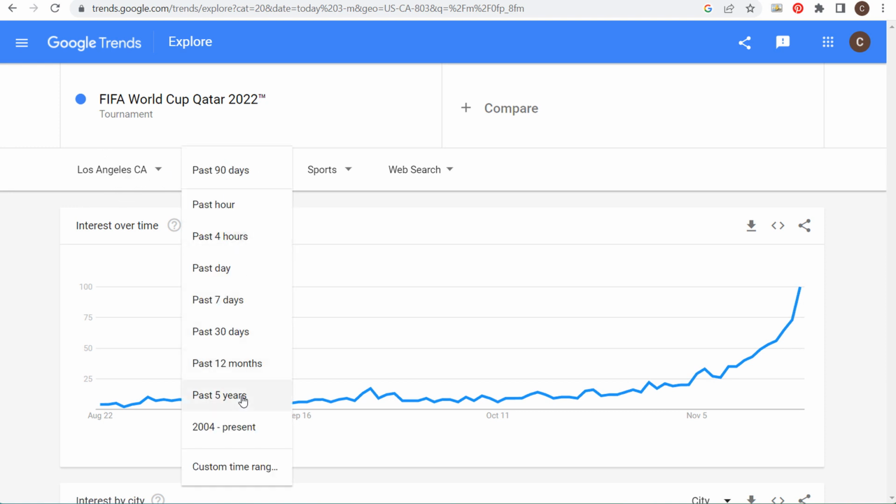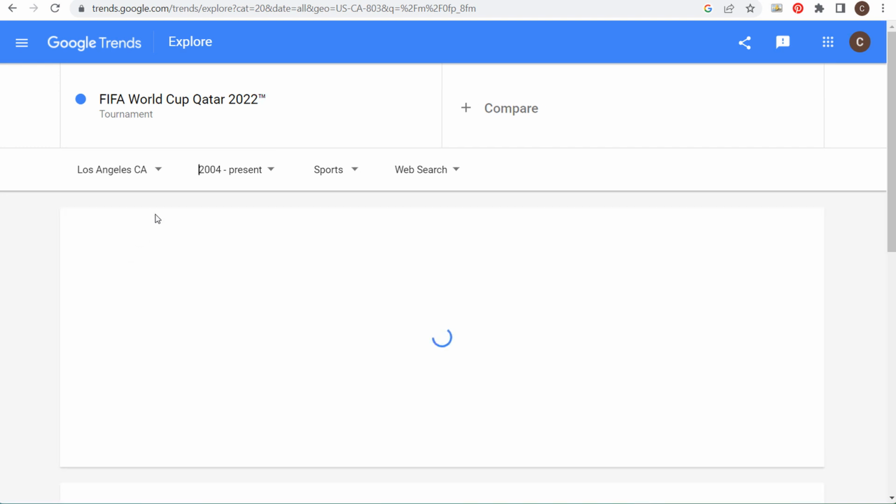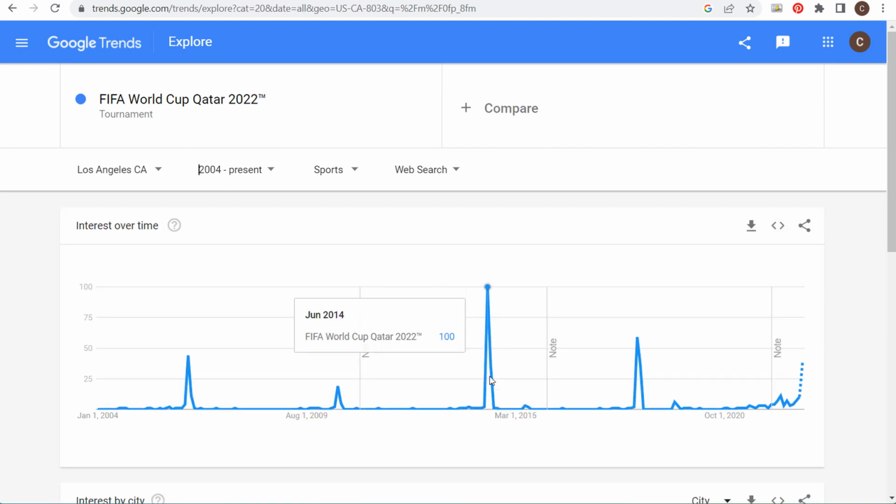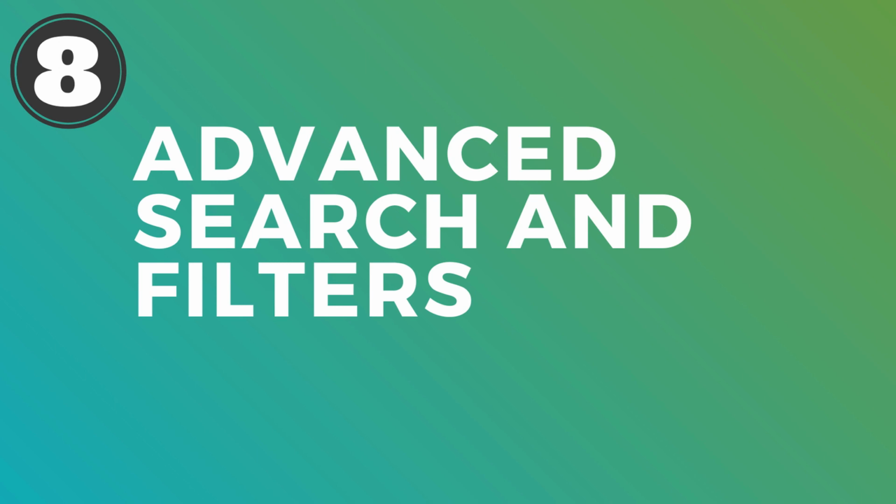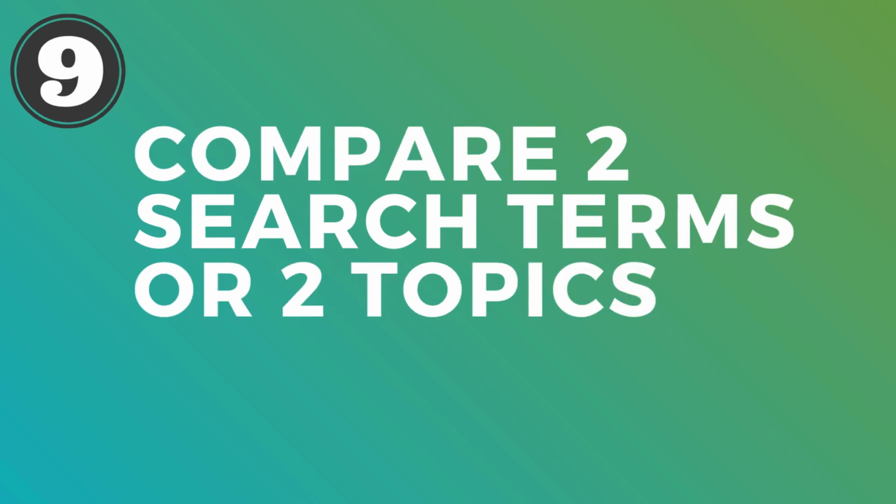We can adjust by the time period. So the FIFA World Cup in Qatar obviously isn't going to have too much from 2004 to present because, you know, it isn't announced yet. So you can see some of the dates where it's talked about, and then otherwise, for the most part, it's just low until we get over here. So we can adjust category if you need to, and then we can adjust the type of search engine, which we went through already. So that's going to be number 8, some advanced search and filters you can use with Google Trends, and some different ways you can look at the information, especially if you want to break it down by sub-region.